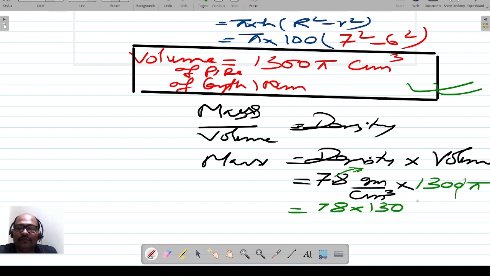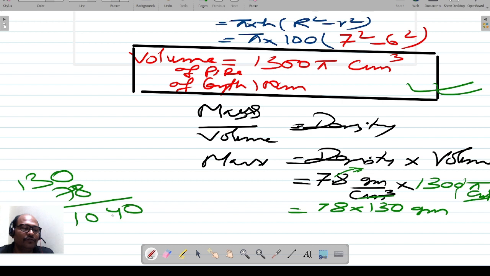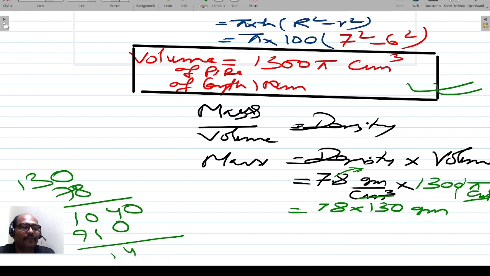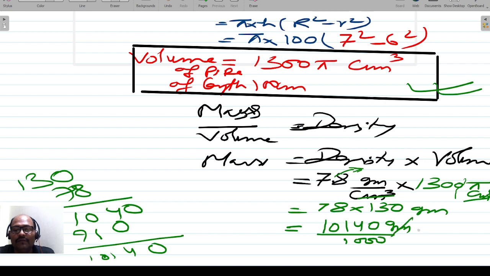Now centimeter cube and centimeter cube will be cancelled out, because the unit of volume is centimeter cube and density is gram per centimeter cube. So the centimeter cube in the denominator of density will cancel out the centimeter cube of volume. So when we multiply, we get 130 into 78 gram. What is that? 130 into 78. This will be coming as 10,140. So the weight will be 10,140 gram, and when it is divided by 1000, this will be kg. So this will be 10.14 kg is the mass, the pipe mass.